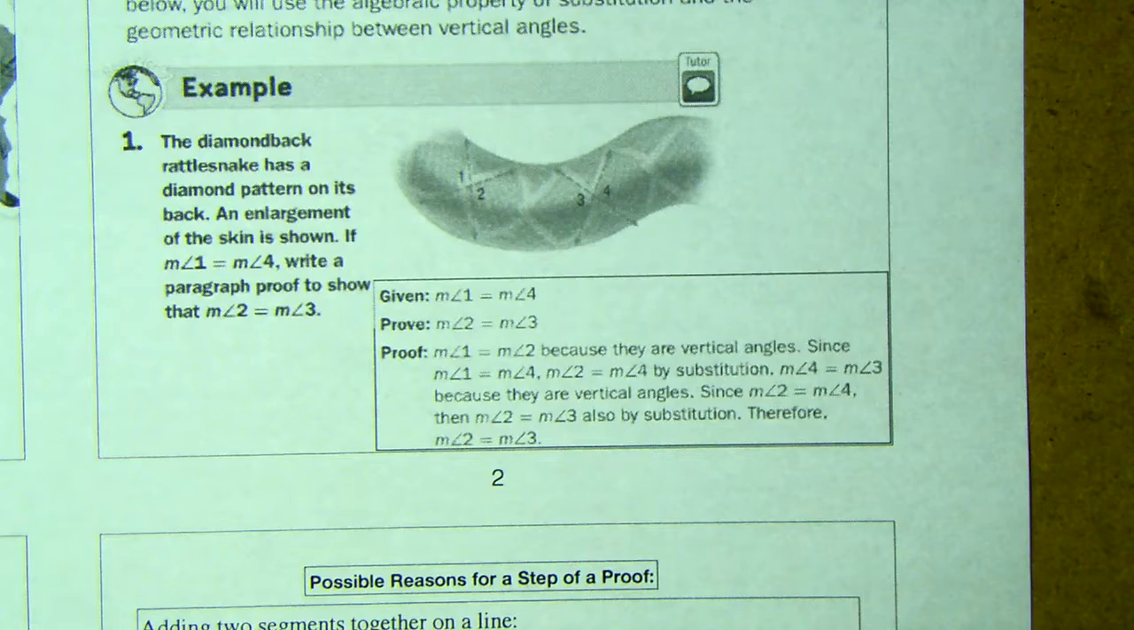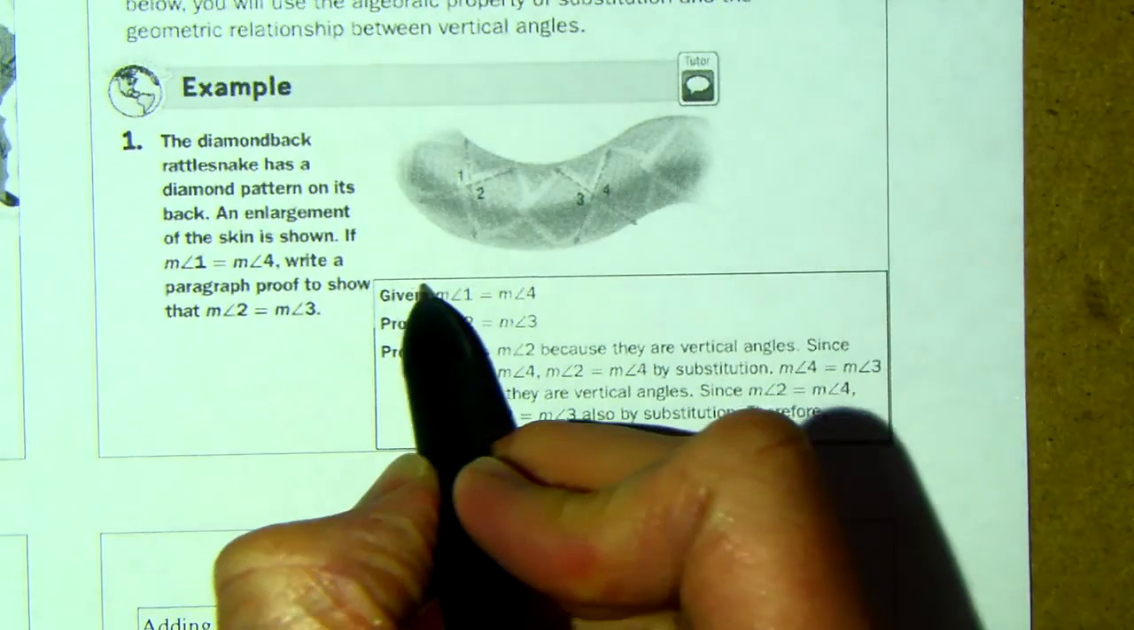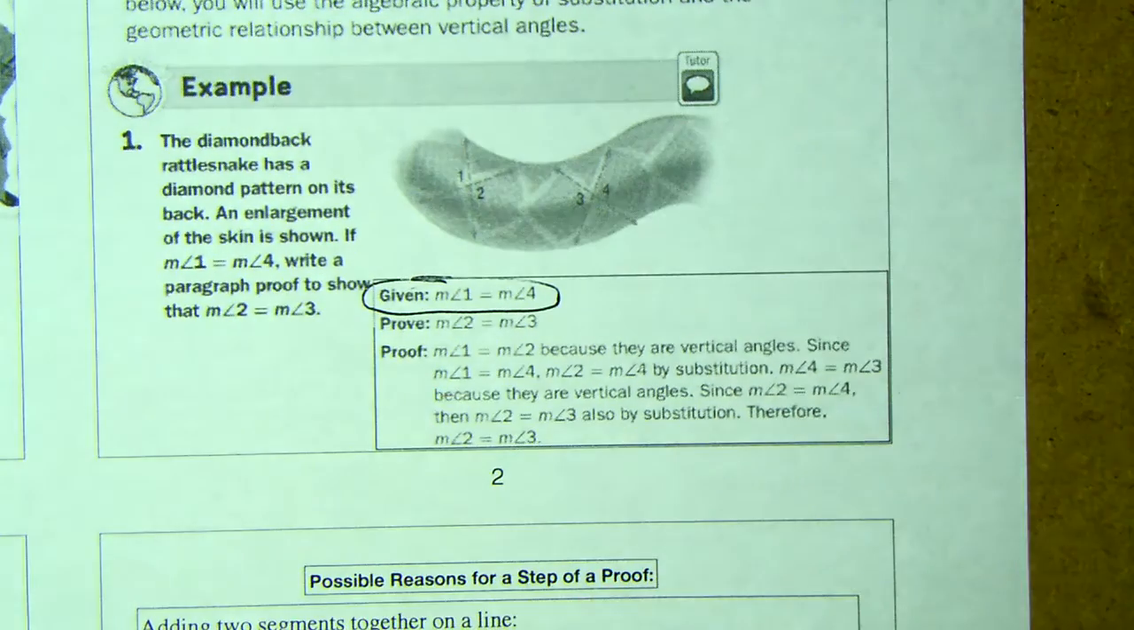Something I'm going to point out. In every proof, you will have a given, and that is the first thing you start with. They're going to give you some information. So they're given information here. We got a diamondback rattlesnake, and he's got a diamond pattern on his back. The measure of angle 1 equals the measure of angle 4. They tell you that. That's your given. So write a paragraph proof to show that angle 2 is equal to angle 3.